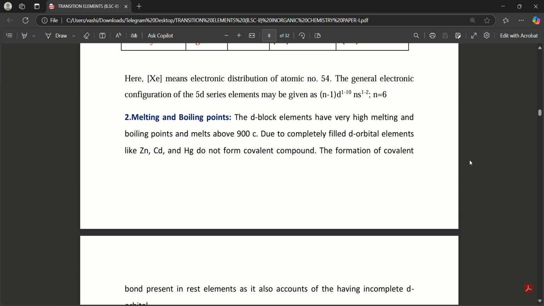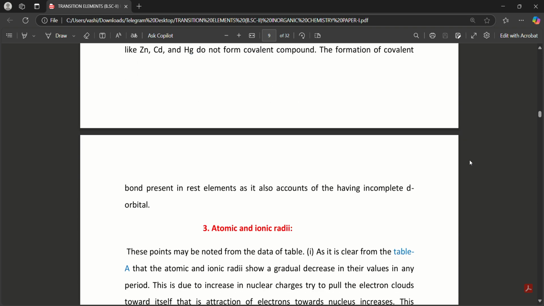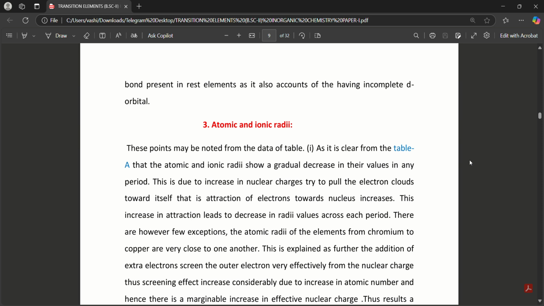Melting and boiling points. The d block elements have very high melting and boiling points and melt above 900 degrees, due to completely filled d orbital elements. Elements like Zn, Cd, and Hg do not form compounds. The formation of covalent bond is present in the rest of the elements as it also accounts for having incomplete d orbital.